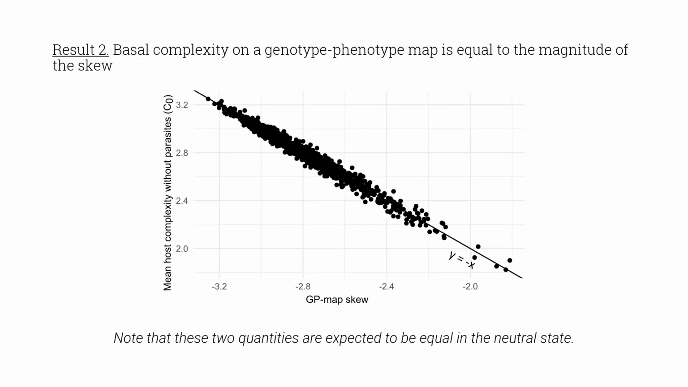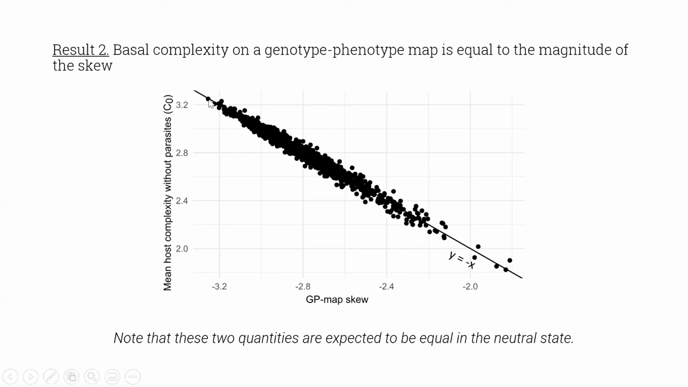The second result we find is that the basal complexity on a genotype-phenotype map, that is, complexity evolved without the presence of parasites in the system, is equal to the magnitude of the skew. And this again is expected because in the absence of parasites, the system is expected to be in the neutral state. That is, the distribution of organisms among the phenotypes is equivalent to the distribution of genotypes among different phenotypes.